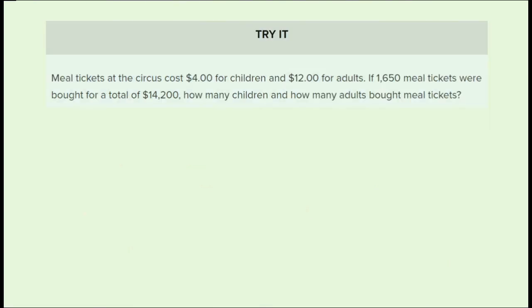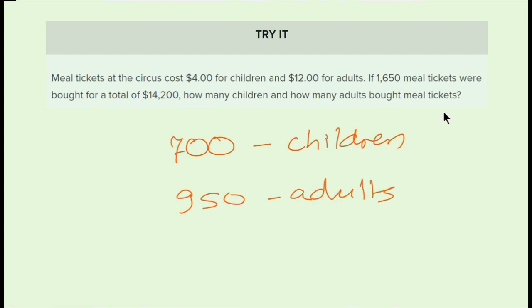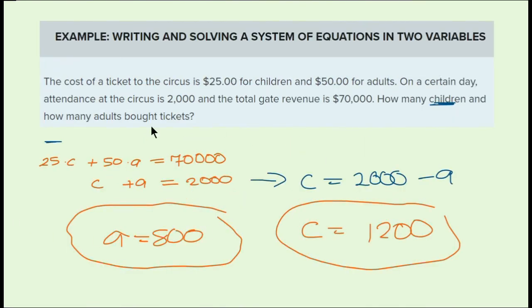Now here's a practice problem for you. So you may stop the video and try to solve this. The answer to this problem is this: 700 children and 950 adults bought meal tickets on that day. Alright, so this is your answer, and if you found this correctly, then that means you understood how to solve systems of linear equations and how to construct those systems knowing some information.